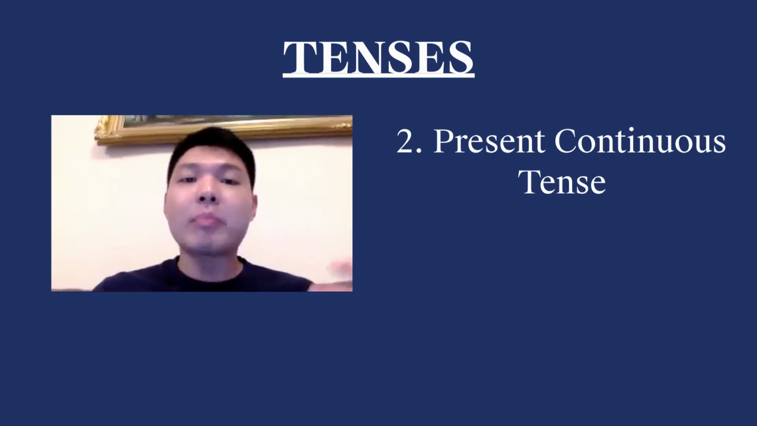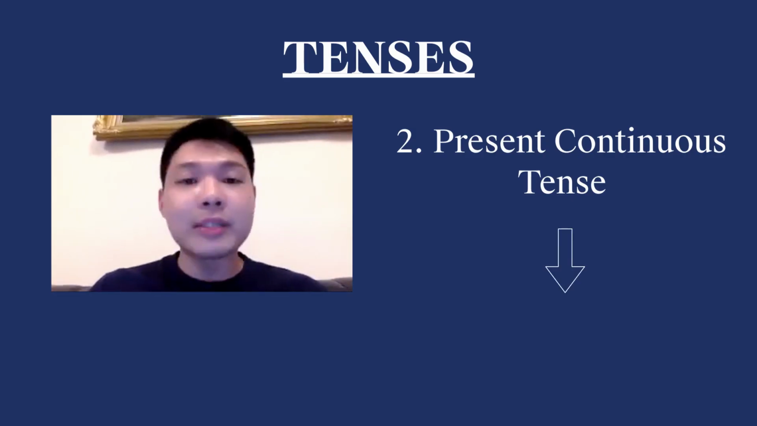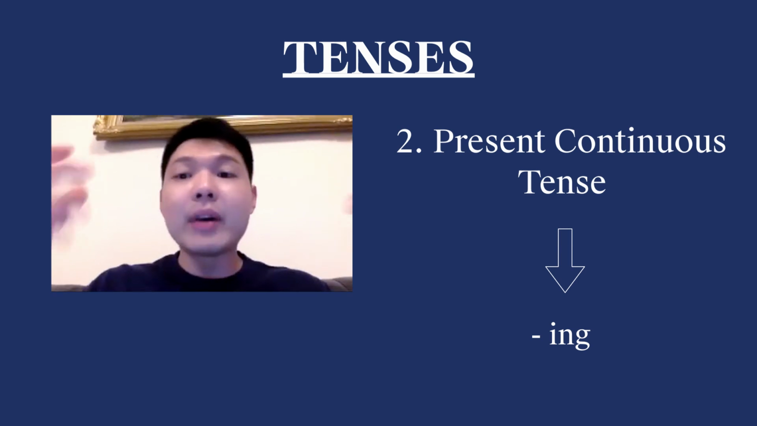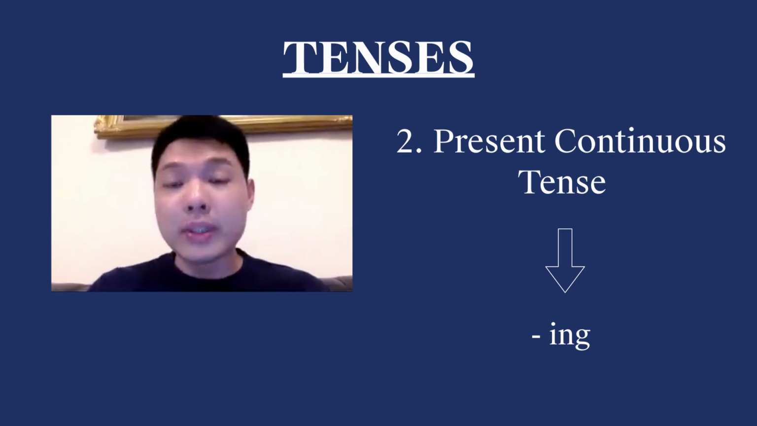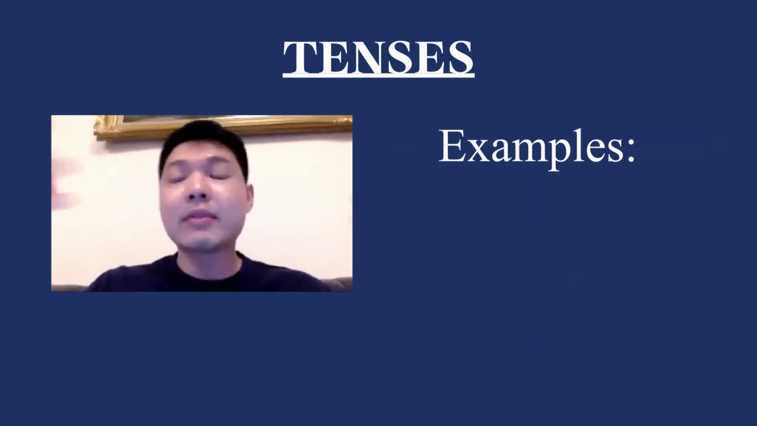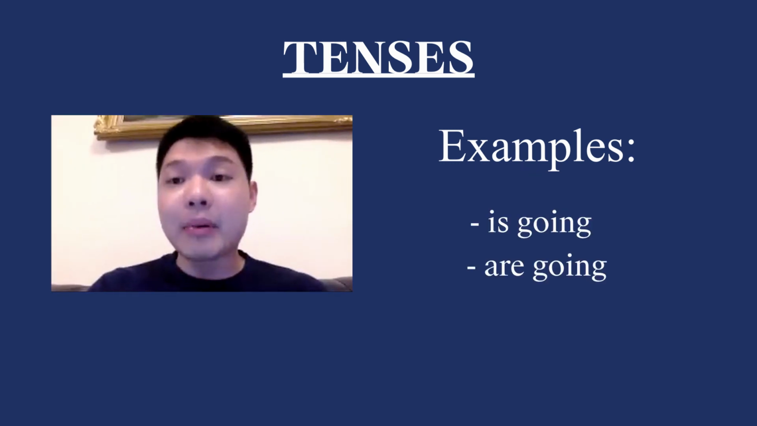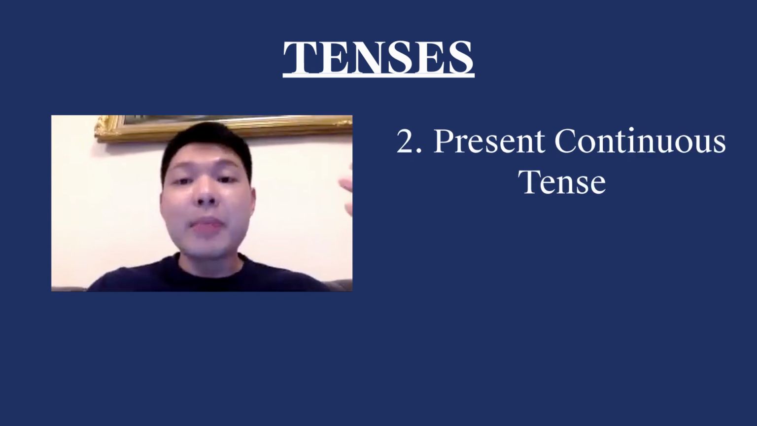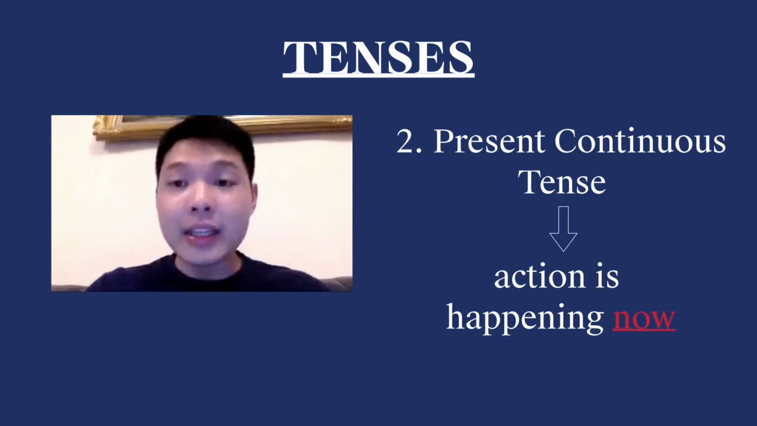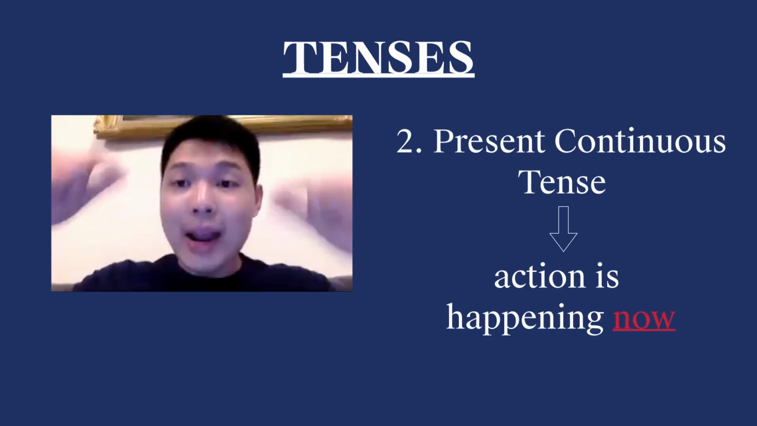The second one is your present continuous tense. Continuous just means ing, right? Any word that ends with an ing is your continuous tense. It will be something like is going, are going. That is an example of present continuous tense. Present continuous tense means the action is happening now, right now.